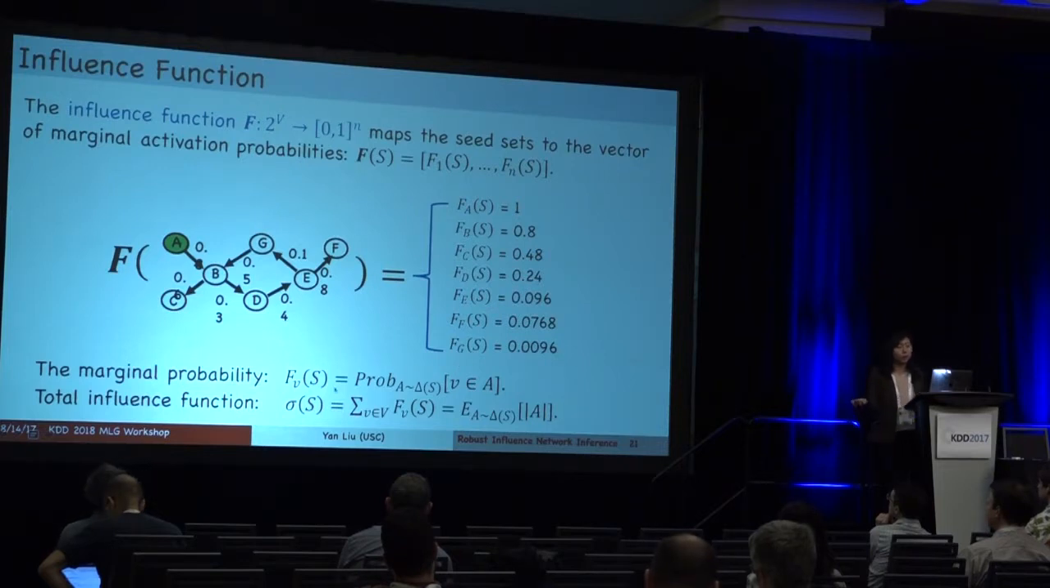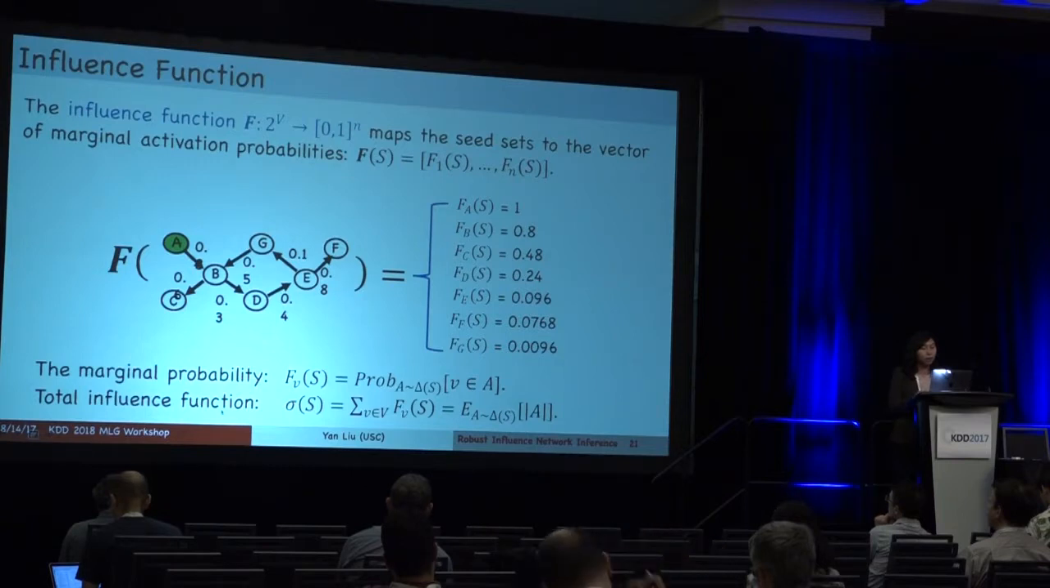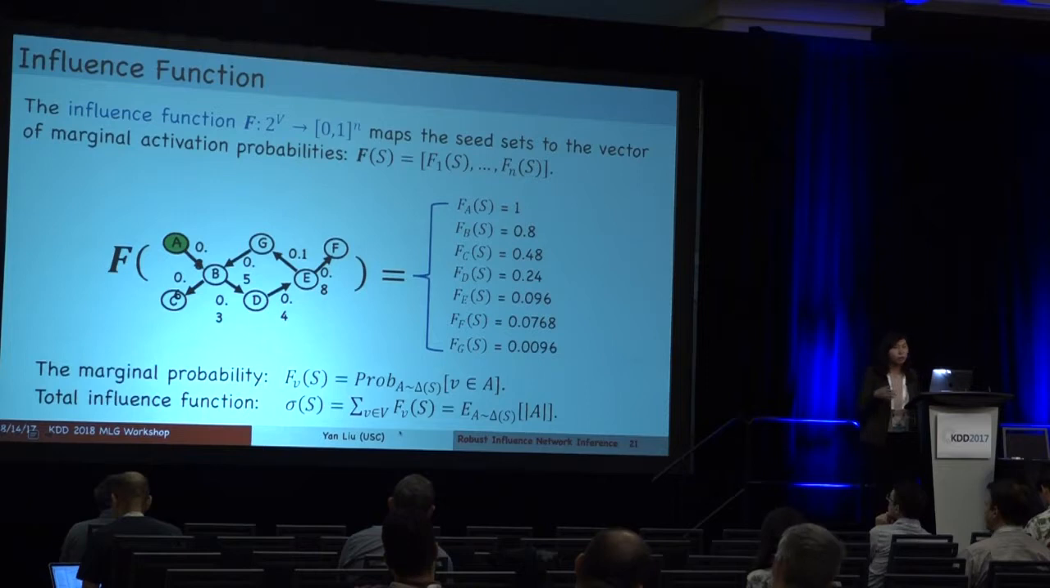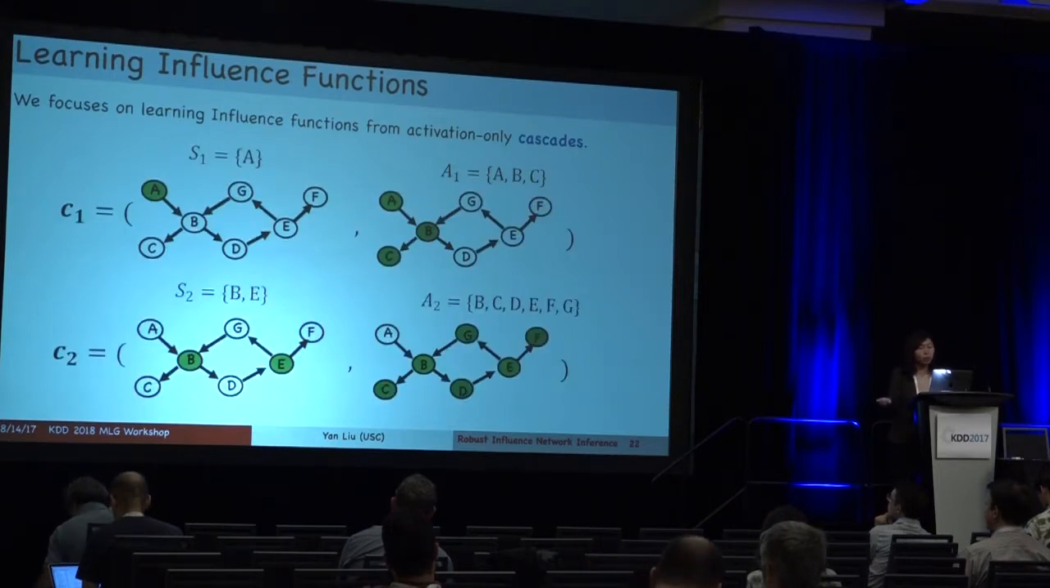There are two ways to look at it. One way, as I mentioned, is the marginal distribution associated with each node. That is, what is the probability this particular node will get activated given the seed nodes. Another way is to look at the total influence function, which is the sum over all the nodes of their marginal distributions. In this paper, we look at marginal probability, but another way to look at it is the total influence function as well.